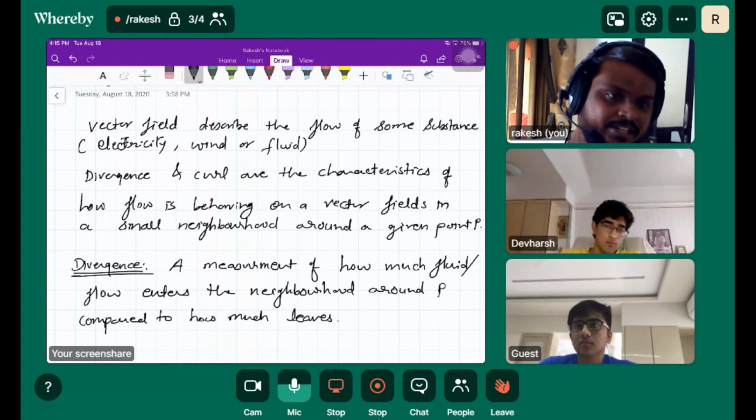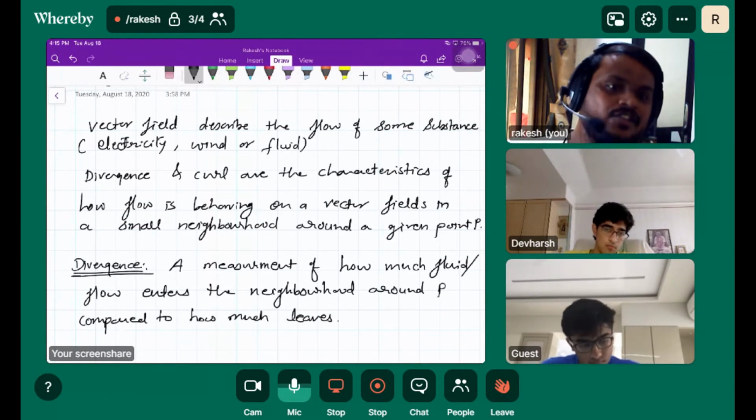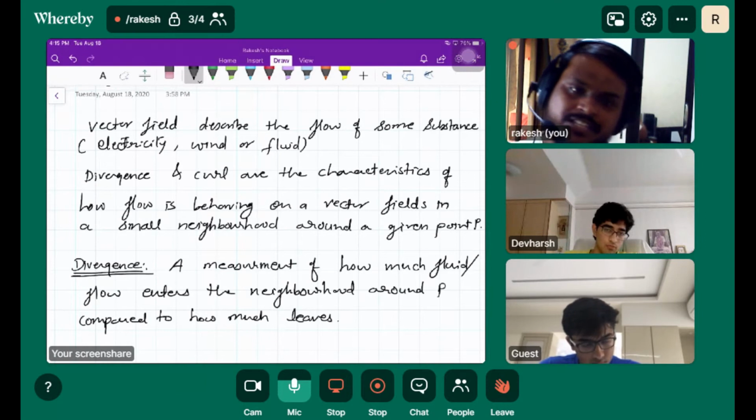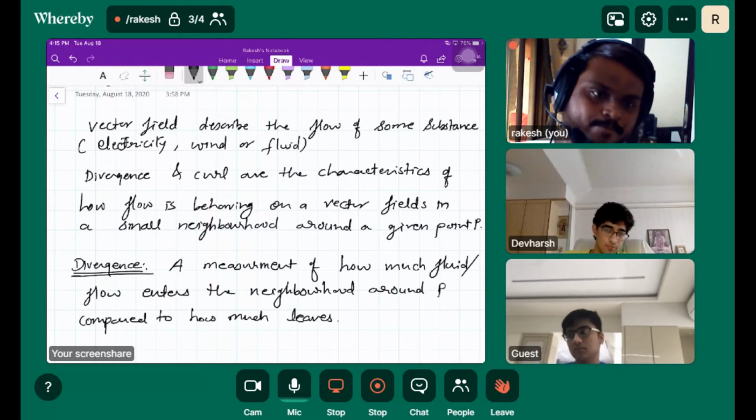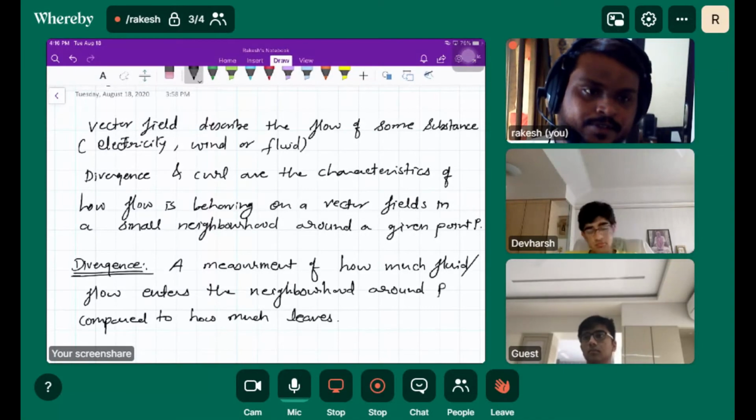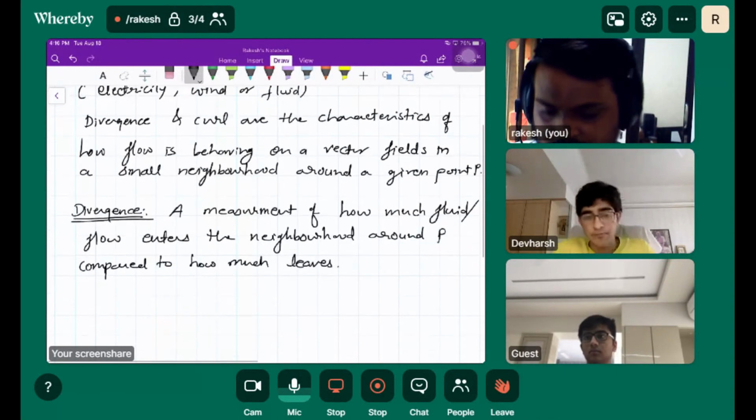Are you getting the idea here? If the neighborhood around point P gains fluid, then that is called negative divergence. If it loses fluid, then that is called positive divergence. Okay, so let's summarize that.